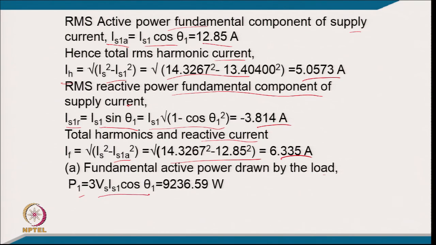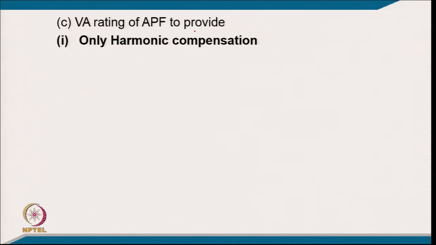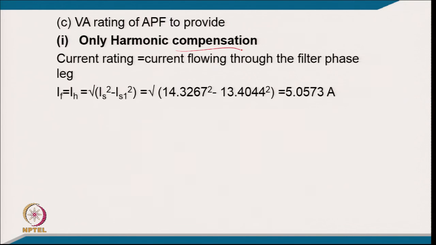The fundamental active power done by the load will be PA1 equal to 3 Vs IS1 cos theta 1, that is 9236.59 watt, and the fundamental reactive power done by the load will be 3 Vs IS1 sin theta 1. So, it comes like 2741.35 VAR. Now we have to calculate the volt ampere rating of the active power filter only for harmonic compensation first.